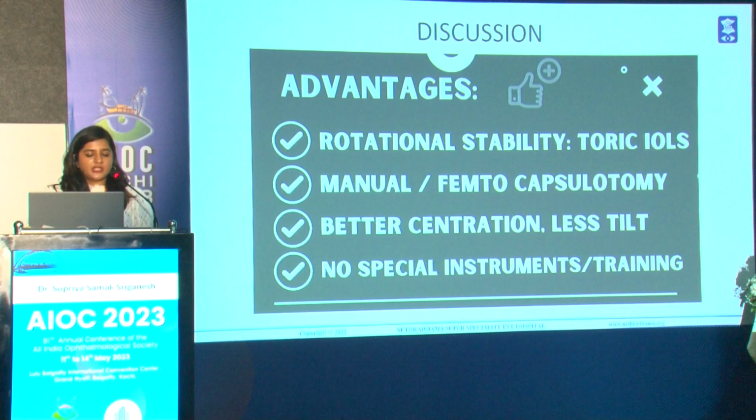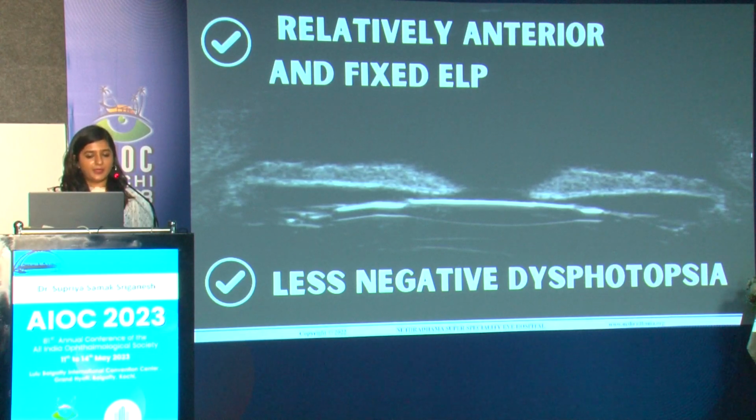So the potential advantages of this lens are the rotational stability. A manual or a femtocapsulotomy can be done, with better centration and less tilt. No special instruments, training, or equipment is required.